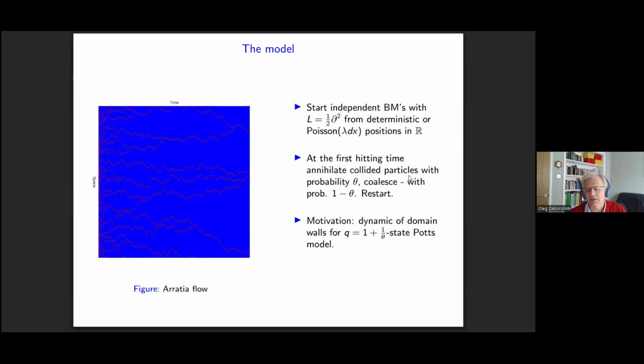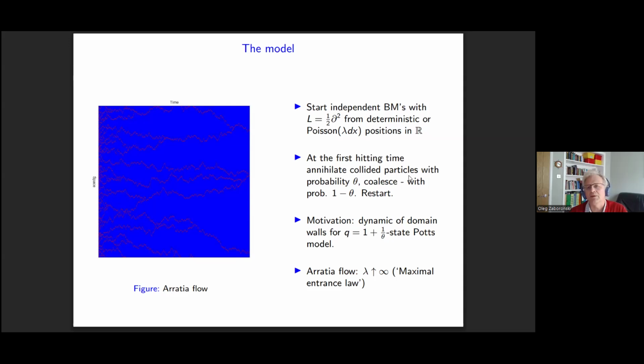And it's known that in the one-dimensional Ising model, domain walls annihilate. And if theta is equal to 0, which corresponds to pure coalescence, then Q is equal to infinity. So imagine that you have a Potts model with a large number of colors, then the probability of two domain walls annihilating is 0.